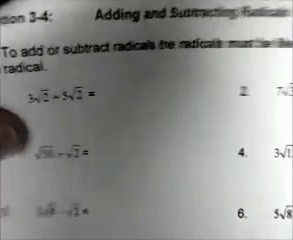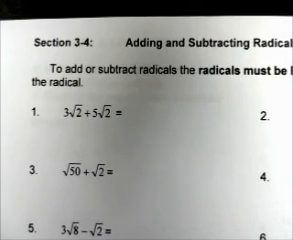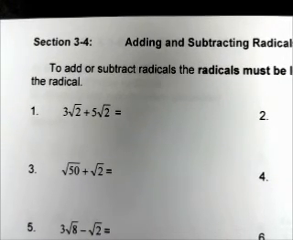Today we'll be covering pages 4 and 5 of our Chapter 3 notes packet. So you want to start on page 4 of your notes packet. Section 3.4, adding and subtracting radicals. We've already looked at simplifying radicals, so now we'll get into the operations of adding, subtracting, and multiplying today.